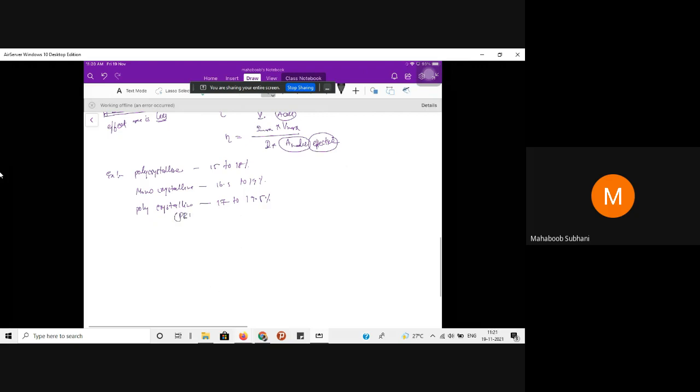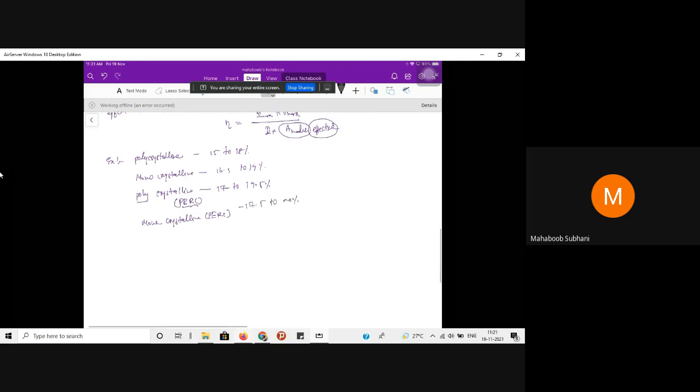polycrystalline, that is PERC. So I'll tell you what the abbreviation for this is, and this poly and then mono crystalline PERC. So it will be 17.5 to 20%. Again, monocrystalline N type. So its efficiency ranges from 19 to 20.5. Same, this same monocrystalline of N type, and there is another variation, that is HJT.